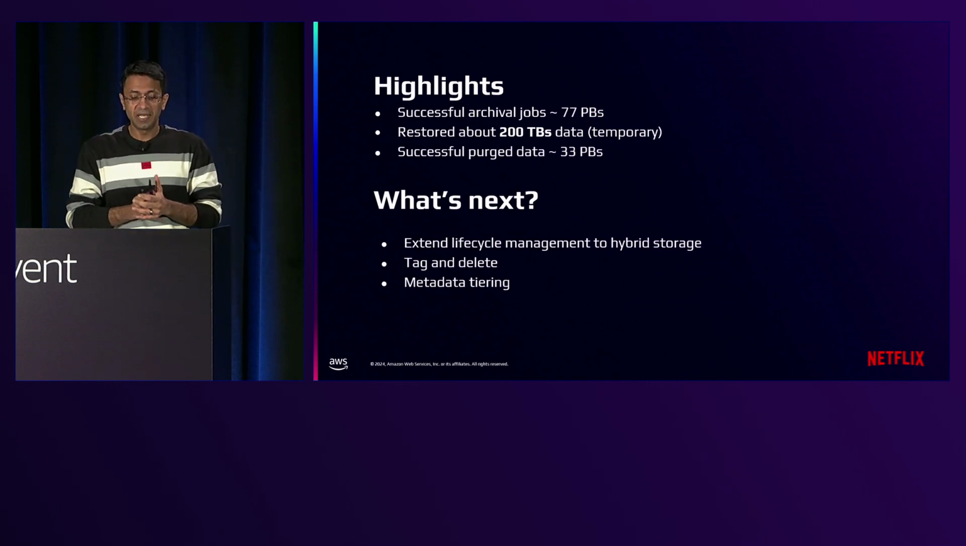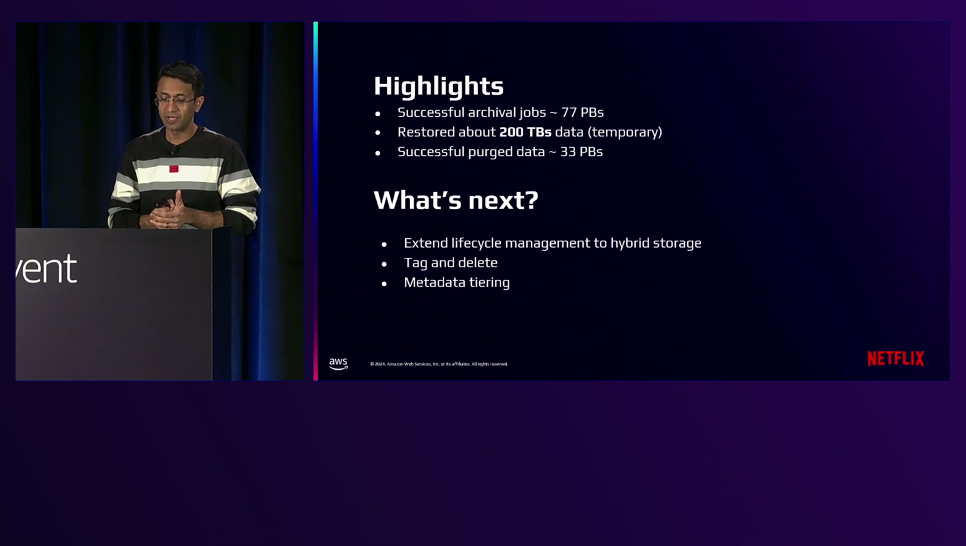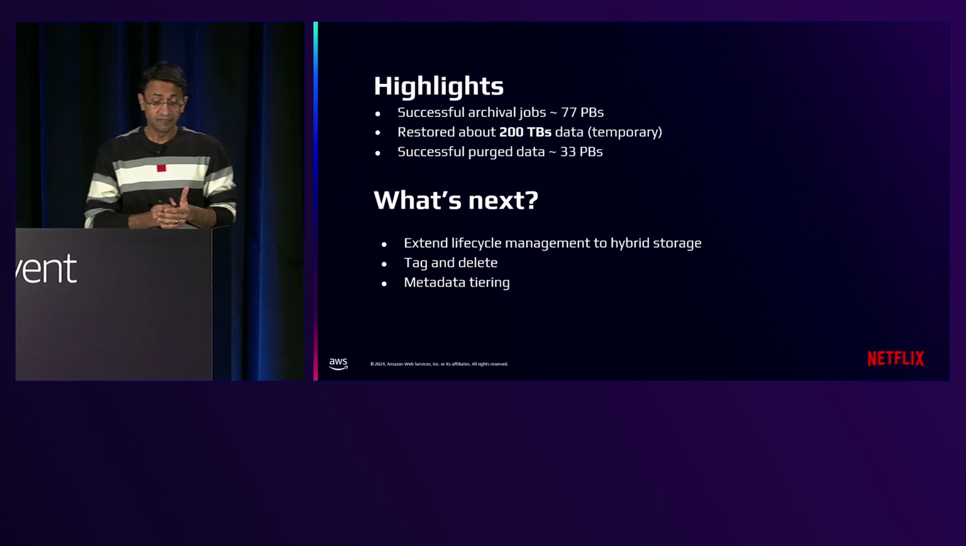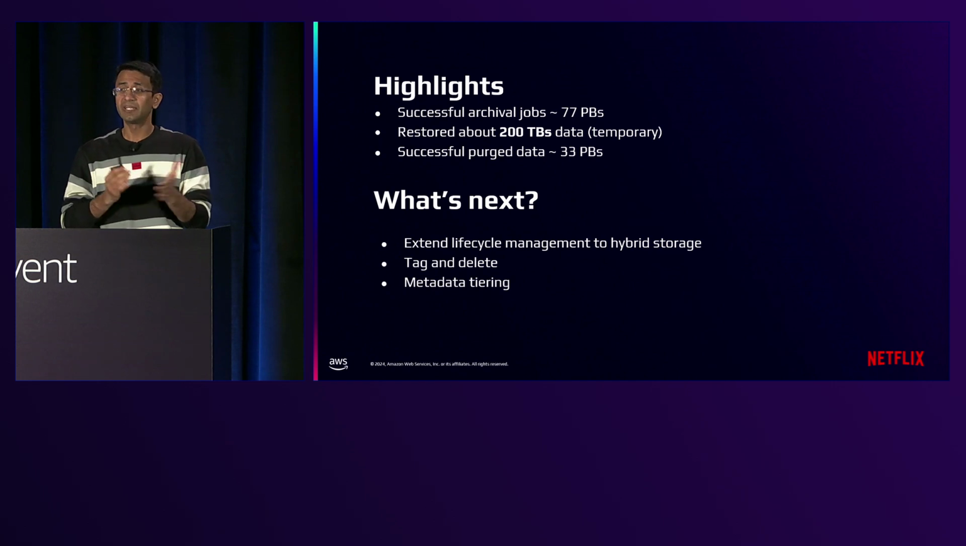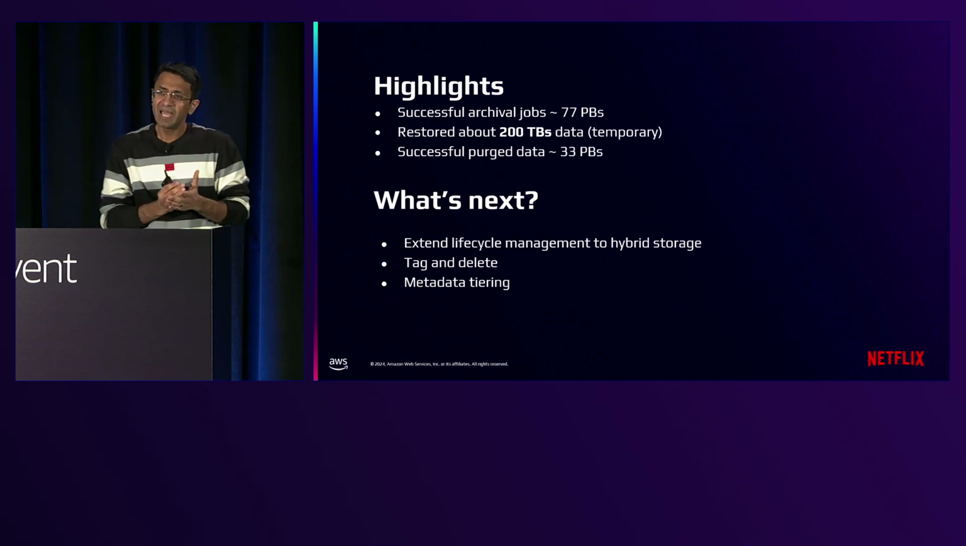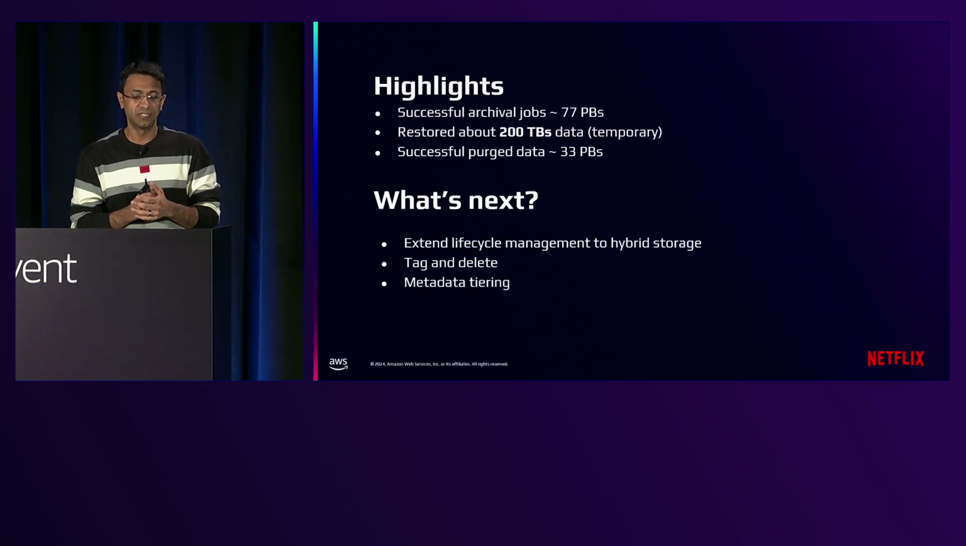Let me share some compelling numbers that demonstrate the impact of our lifecycle management system and then outline where we are headed next. We have successfully archived about 77 petabytes of data. Since we are aggressive in our archival strategy, we have had about 200 terabytes of temporary restores over the last year. Perhaps, and most impressively, we have successfully purged about 33 petabytes of content, with lots more to come.